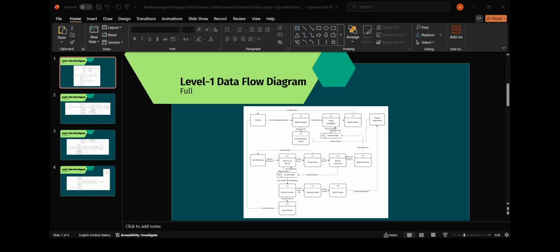The next part is the level 1 data flow diagram, which breaks the three main processes that we see in the level 0 DFD into several sub processes. The first process that we will break down is process equipment request, which we break down into four different sub processes. First, we receive the equipment request from the student and we validate their request.